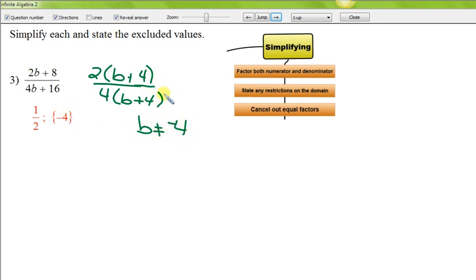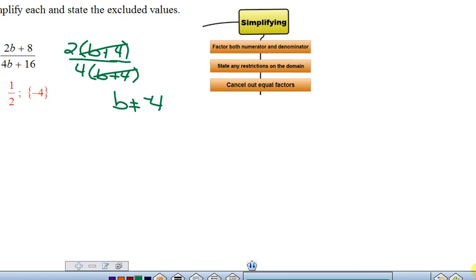Next, cancel out equal factors. So I'm going to go through here and cancel out the b plus 4s, and then I can reduce 2 fourths down to 1/2.